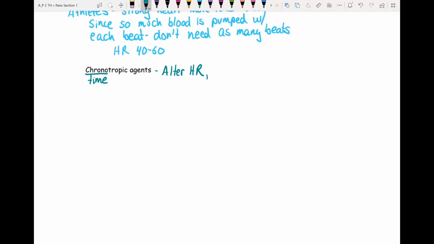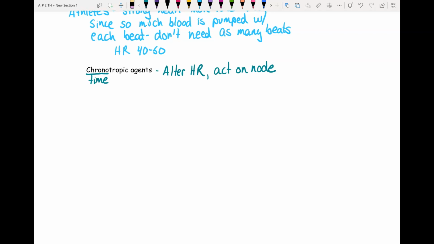That means they are going to do it by acting on your node. The node, remember, is in charge of heart rate. So chronotropic agents are any outside force that's going to stimulate the node and tell it to go faster or slower. Let's go back and review what's going on in the node.